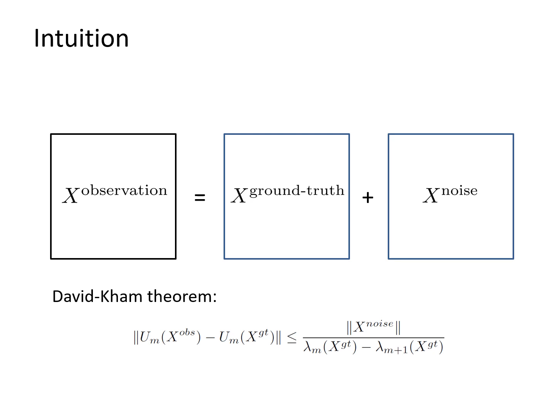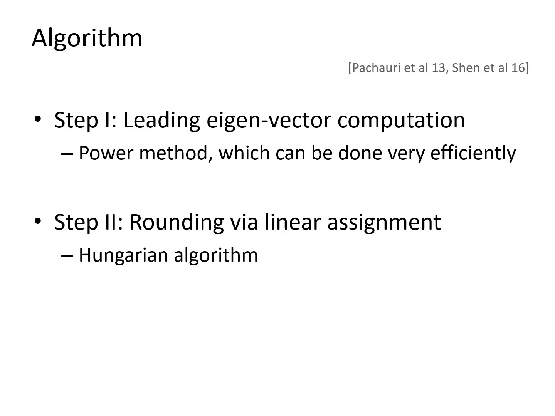But this is the intuition that essentially tells you, if we do the leading eigenvector computation, if there's a spectral gap in ground truth, and if the magnitude of the noise is not that big, then essentially we can recover the underlying ground truth, because we have integrality constraints from the leading eigenvectors of X observation. Okay, so this is essentially a very simple algorithm, right? Step 1 is leading eigenvector computation by the power method, which can be done very efficiently. Step 2 is rounding the solutions through linear assignment. Okay, so for algorithm details, you can refer to those papers.